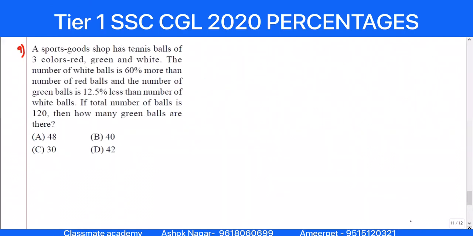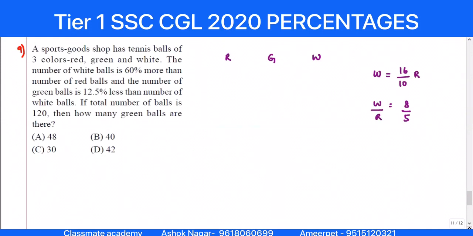A sports goods shop had tennis balls of 3 colors: red, green, and white. The number of white balls is 60% more than the red balls. So white balls are how much percent more? 60% more means 160, 16 by 10th of red balls, which is 8 by 5 of red balls. Yes or no?